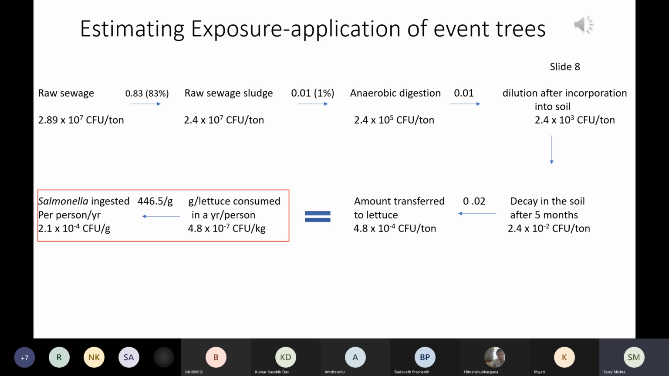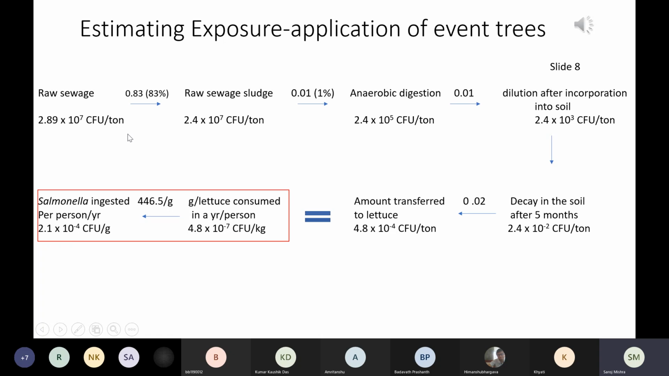So you are saying that a person who is eating lettuce has an exposure of 2 times 10 to the minus 4 colony forming units per gram. Obviously, it's difficult to estimate. How did I get this number? I work on what is called an event tree. I work backwards. We start out with raw sewage, which contains 2.89 times 10 to the 7 salmonella per ton of raw sewage.